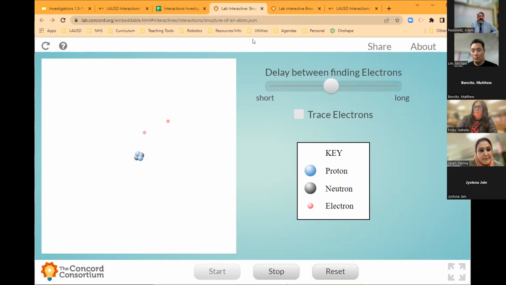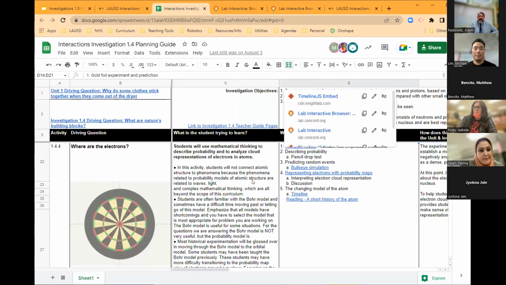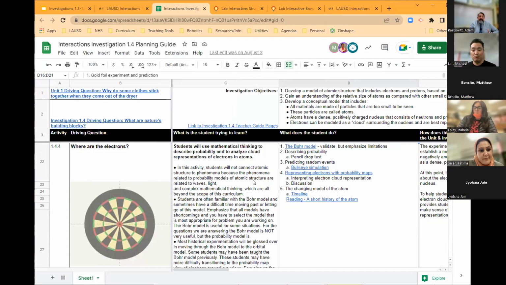So this introduces the idea of a probability map, and there is this reading on the short history of the atom. And I think these simulations are great. When I teach chemistry, when I get to this unit, I use a lot of the interactive stuff to teach this section of chemistry as well.